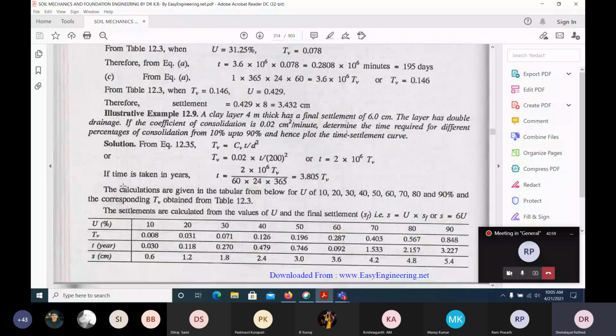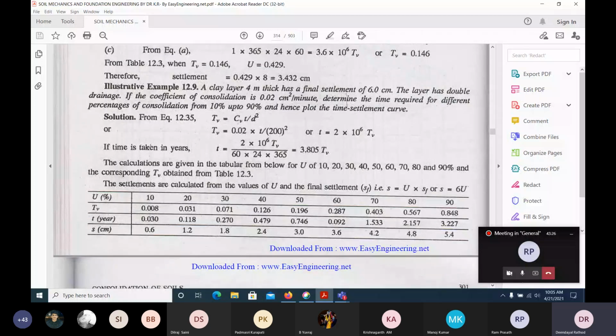Likewise, there is one more problem given. A clay layer of 4 meter thickness has a final settlement given. The layer has double drainage, which means both sides drainage is taking place. If the coefficient of consolidation is given, determine the time required for different percentages of consolidation from 10% to 90%, and hence plot the time-settlement curve. So TV is given, these are the equations, and the time taken is this.